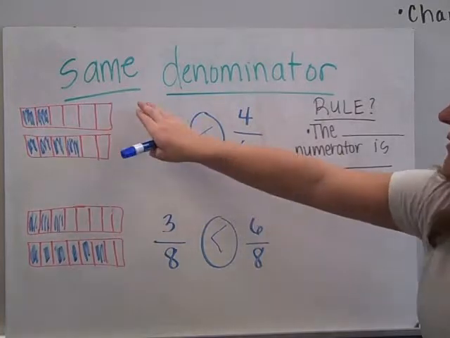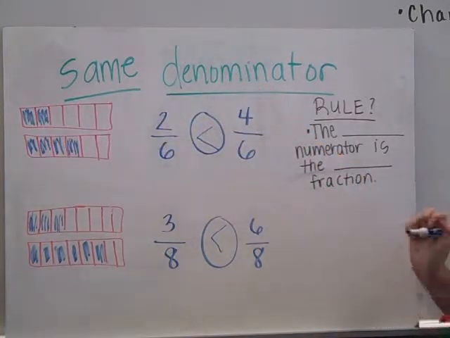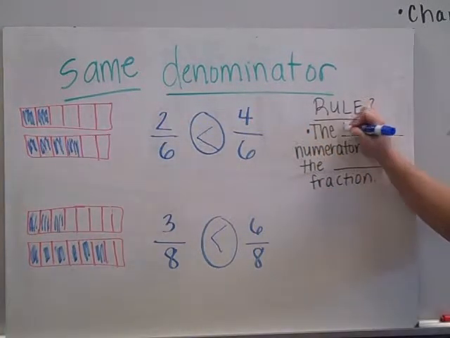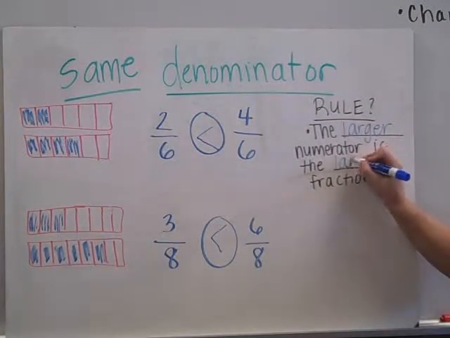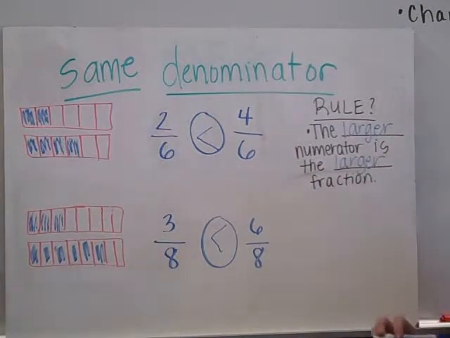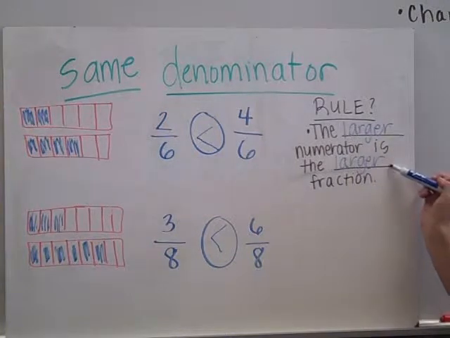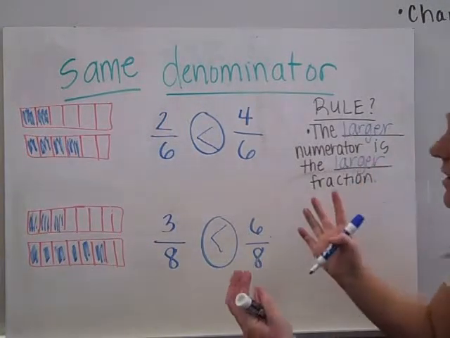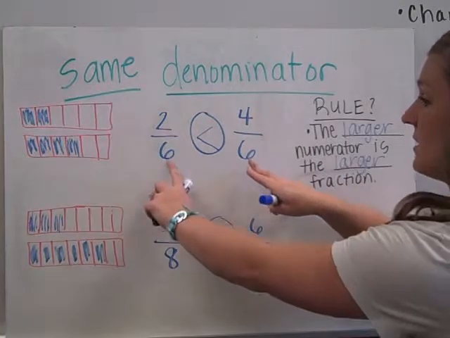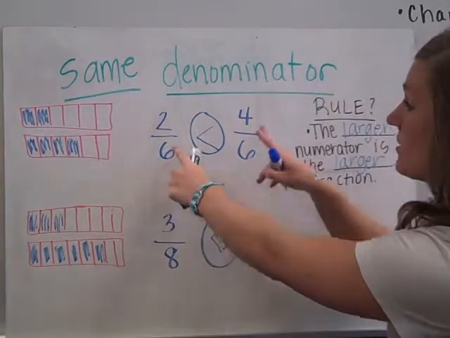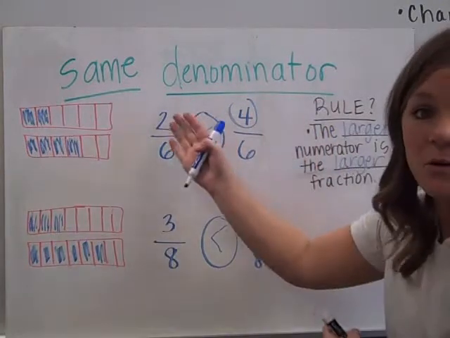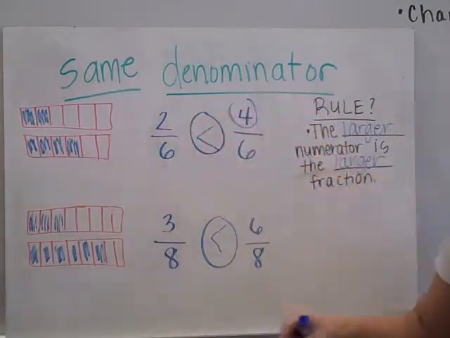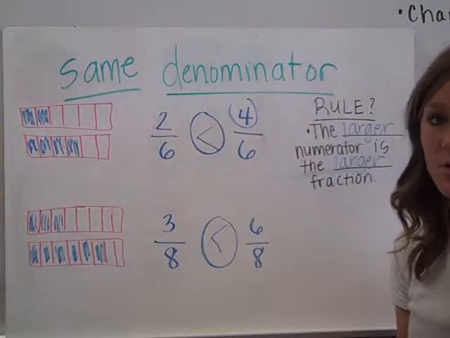So the rule when you have the same denominator is that the larger numerator is the larger fraction, or the smaller numerator is the smaller fraction. But here you're going to just simply say I have the same denominator, so this is more and this is less, because 4 is more than 2. So this goes along with the logic you've always known with numbers.